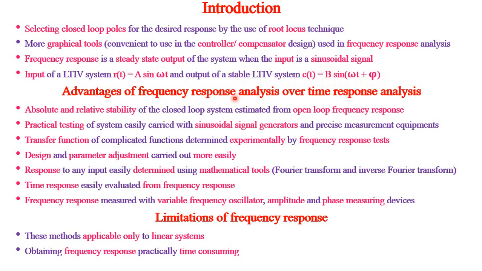So B divided by A is called gain. If B is greater than A, we can say that is the gain that the output has got over the input R of t. If B is less than A, we can say it is attenuation. This phi is the phase difference between the input and output. If phi is positive, the output leads the input. If phi is negative, the output lags behind the input.